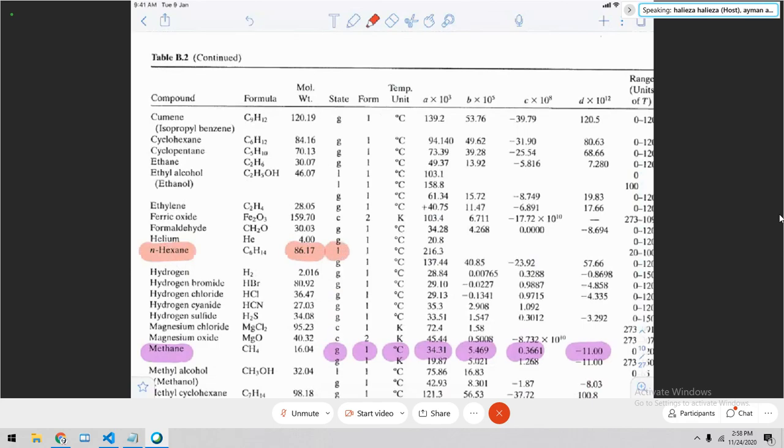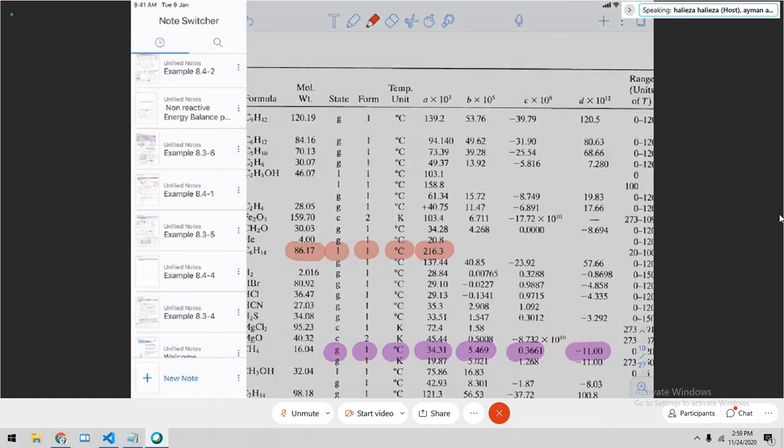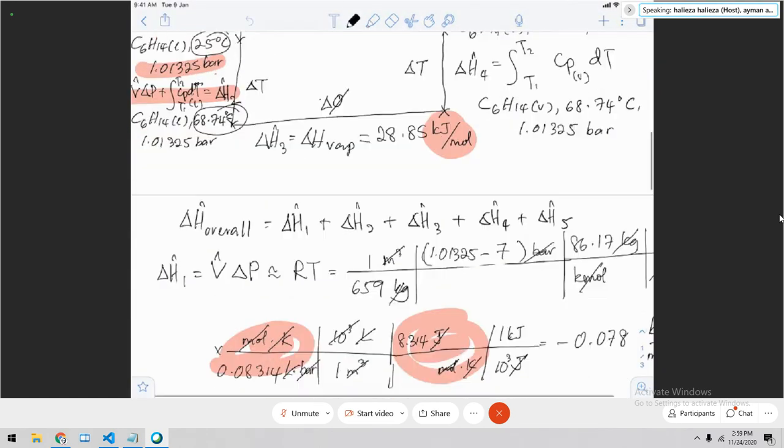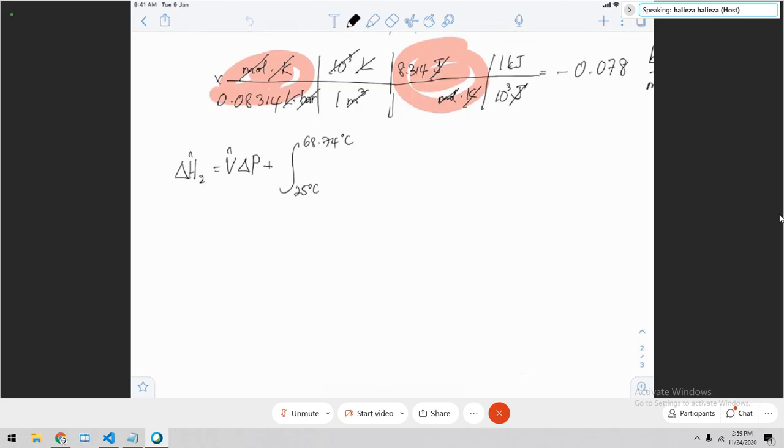We're going to use the first equation, the form A plus B T plus C T squared plus D T cubed. The unit is degree C, and this is A times 10 to the power of negative 3, which is equal to 216.3. So let's go back. 216.3 times 10 to the power of negative 3 dT.